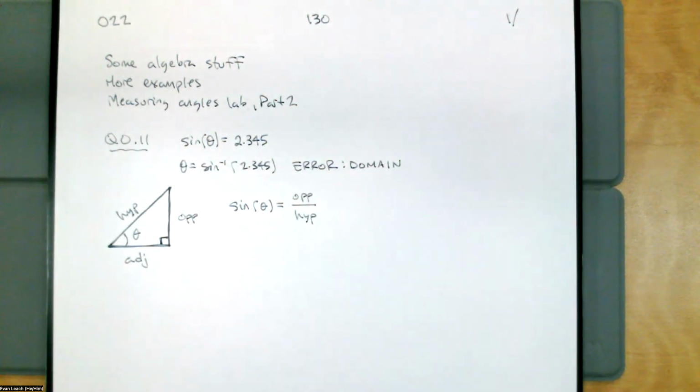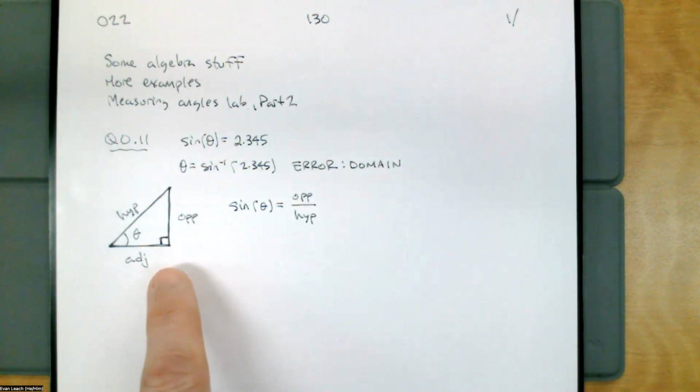Now let's think about this triangle. Is theta, the angle theta, going to be bigger than 90 degrees? Can theta be bigger than 90 degrees? No, why not? We've already got a 90-degree angle. We've already used up 90 of our 180 degrees in having a right angle.